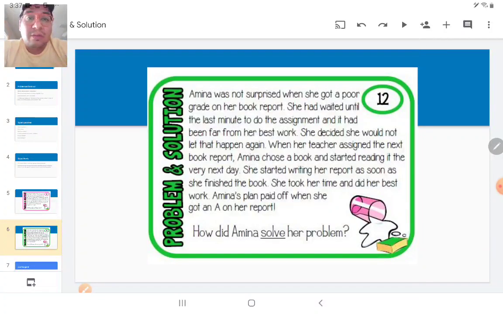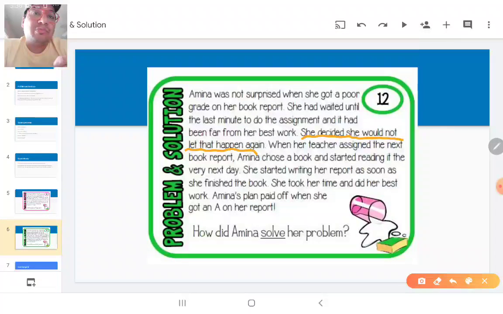Well, right away, we also identify in our reading that her next step was that she decided that she would not let this happen again. So is that the solution? No, that's not a solution. It's just something that she mentioned, right? But her teacher assigned the next book report. No, that's not a solution. Amina chose a book and started reading it the very next day. She started writing her report as soon as she finished the book. She took her time. Okay, there you go.